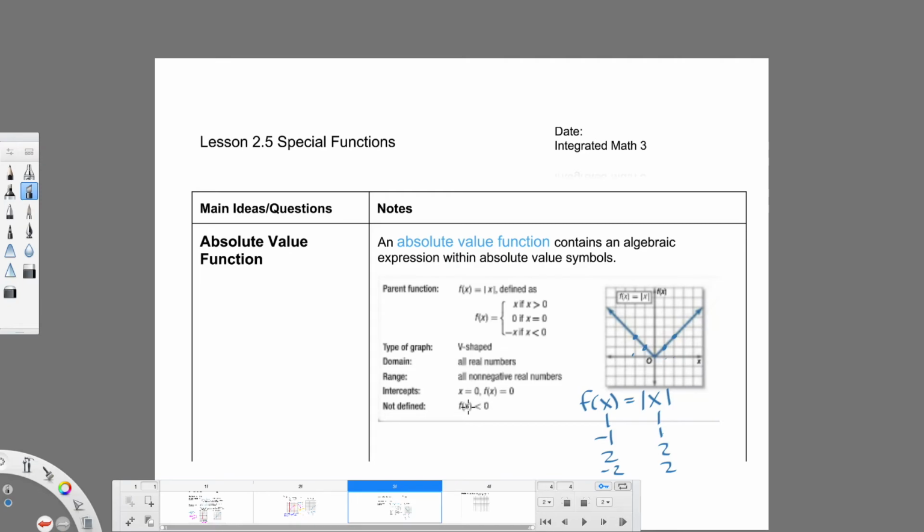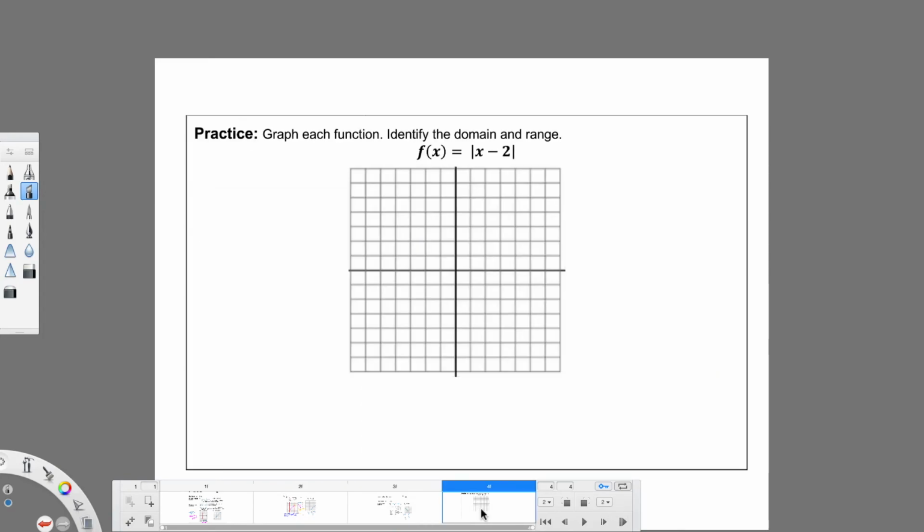All right, so let's go ahead and try this guy out here. Graph each function, identify the domain and the range. So let's go ahead and graph it. I'm going to bring it over here just because I, for some reason, like to stack them. So if I plug in 0, in this case, 0 minus 2, I get -2. Absolute value of -2 is 2. If I plug in 1, I have 1 minus 2, which is -1. Absolute value is 1. If I plug in 2, then 2 minus 2 is 0. I don't have to worry about the absolute value of 0 because 0 is just 0. There's no positive or negative there.